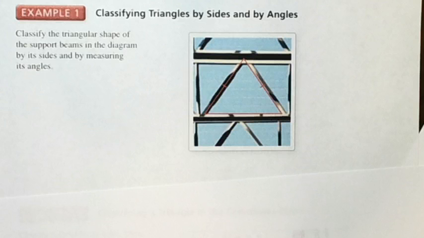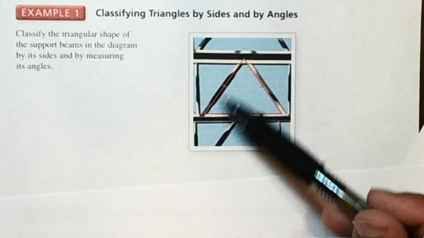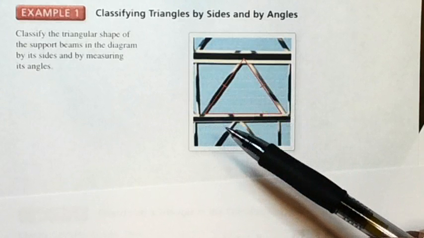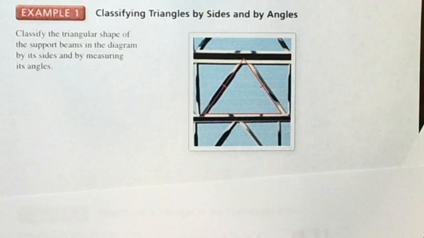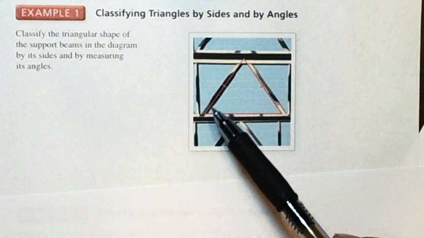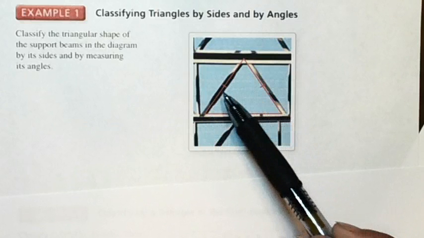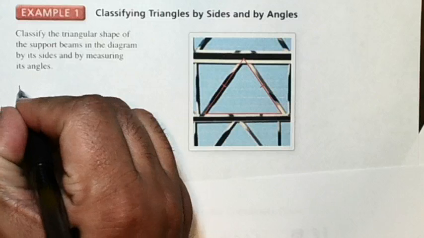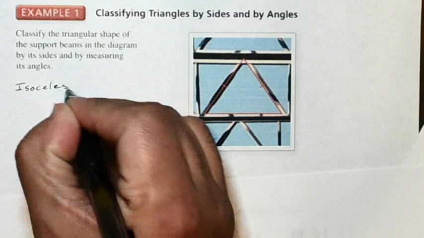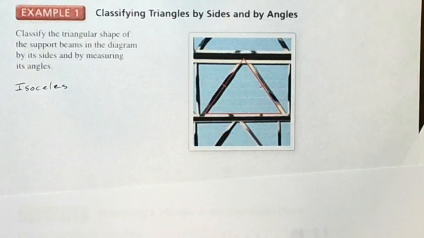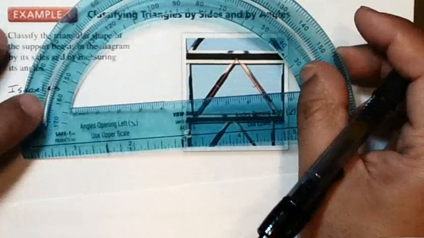We want to look at this triangular shape here in the middle, and we want to classify it based on its sides and also by the angles. Now, looking at the description and these little tick marks right here, we know that it is an isosceles triangle, because 2 of the sides are equal. Now it says to measure the angles, so I'm going to use my protractor.